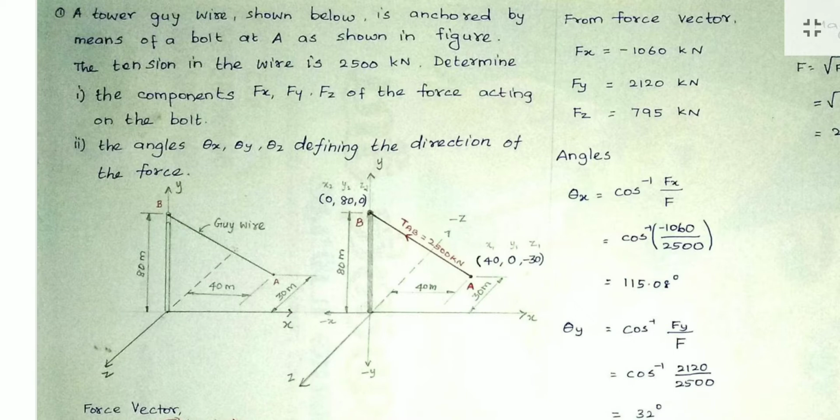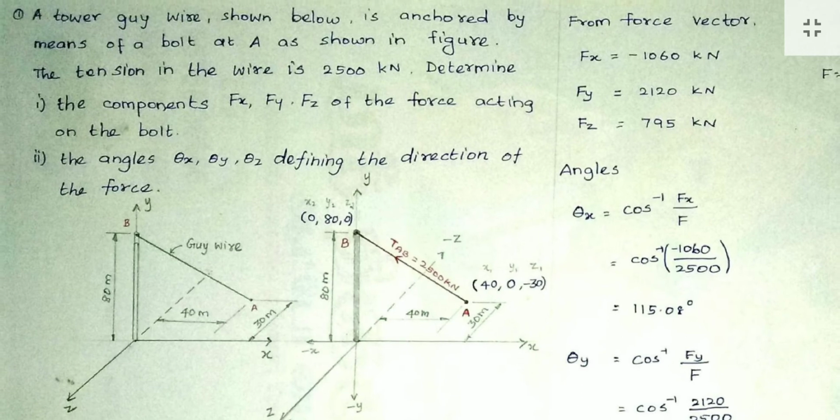Here the tension in the cable is given as 2500 kilonewton. Tension means the force value, the magnitude. Determine the components Fx, Fy, Fz and also theta x, theta y, theta z. That is, we have to find the force vector. So how do we find it?